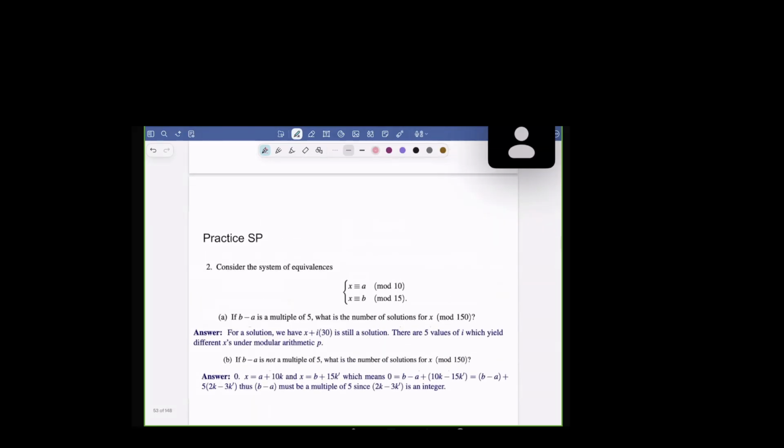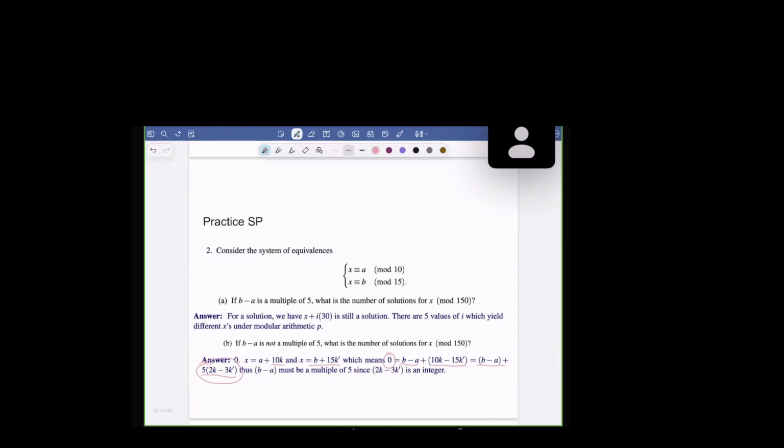They expressed x in terms of the a's and b's, plus another constant that they made up called k and k prime. Then they wrote it all out. When you subtract one from the other, it should exactly equal 0. They distributed it out and showed that it simplifies to b minus a plus 5 times 2k minus 3k prime. Since we know this part is exactly divisible by 5, and the entire thing is divisible by 5, then b minus a must also be divisible by 5 in order for this statement to hold.